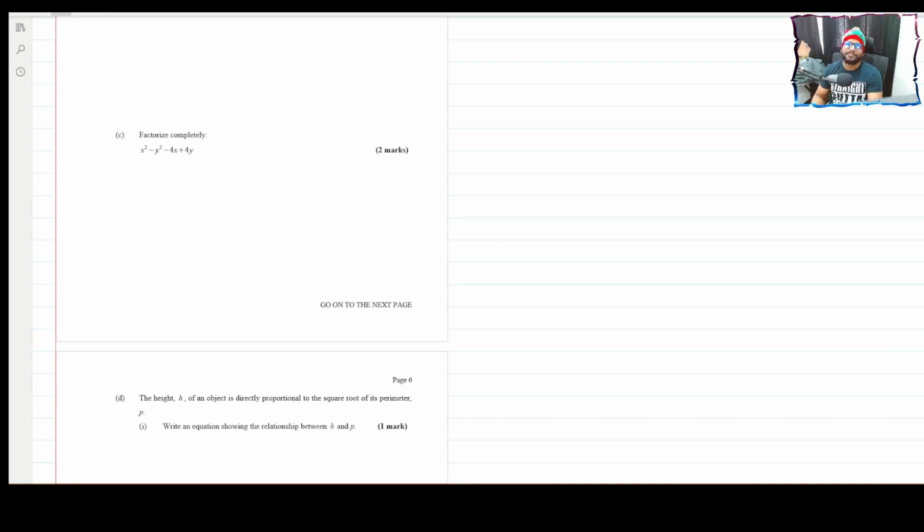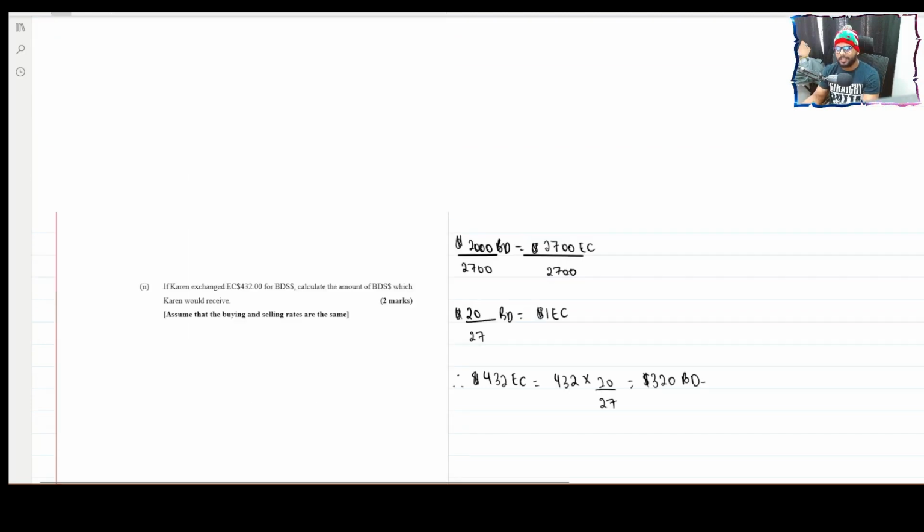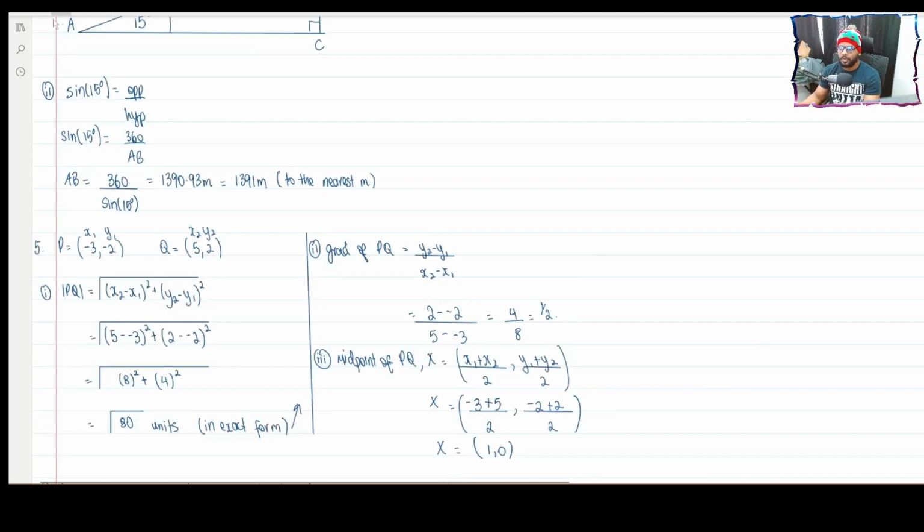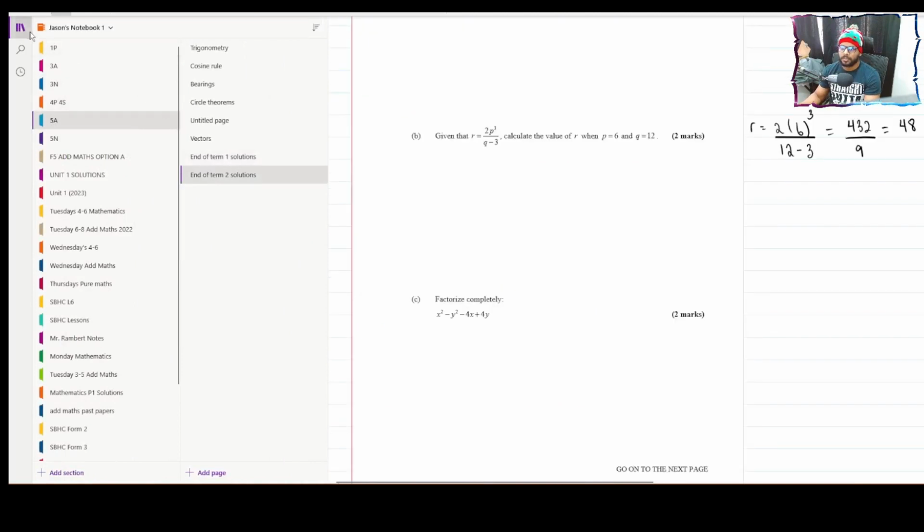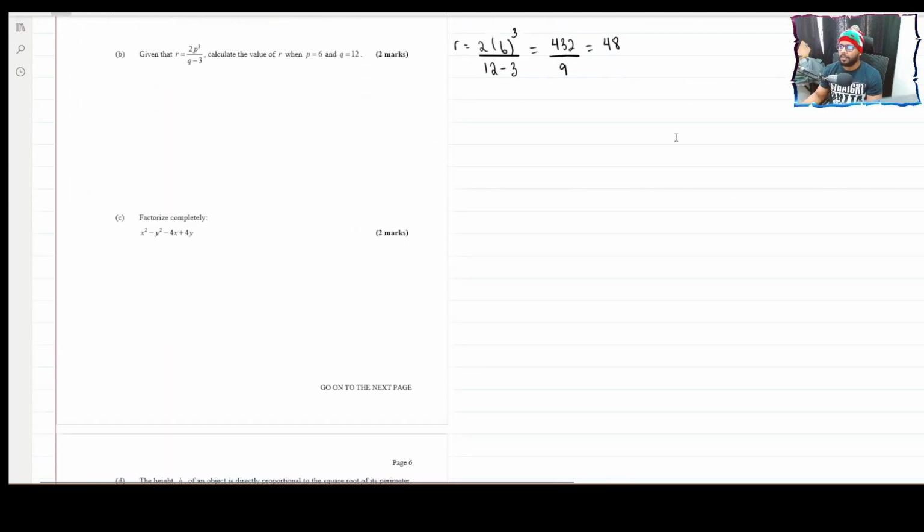When in doubt, try something. If you don't know where to start, start with what you know. Oops, sorry about that, boys. That's end of term 1 solutions. Alright.